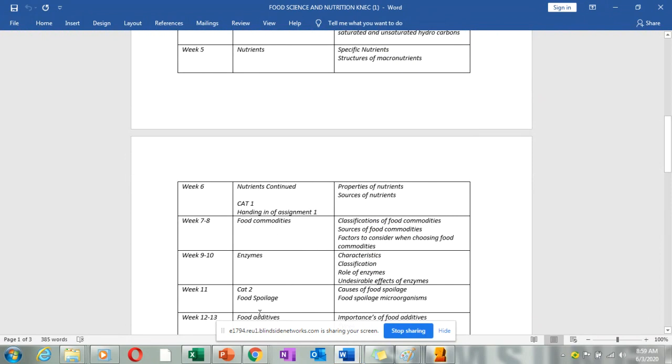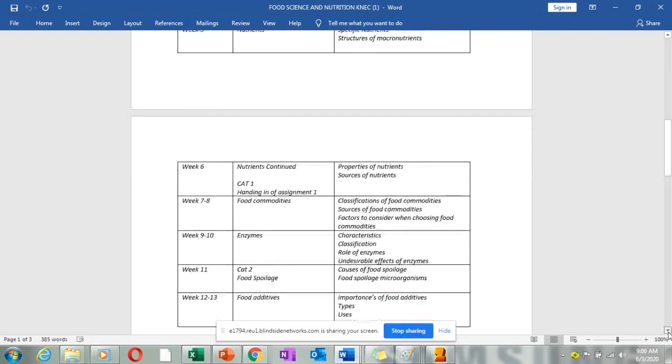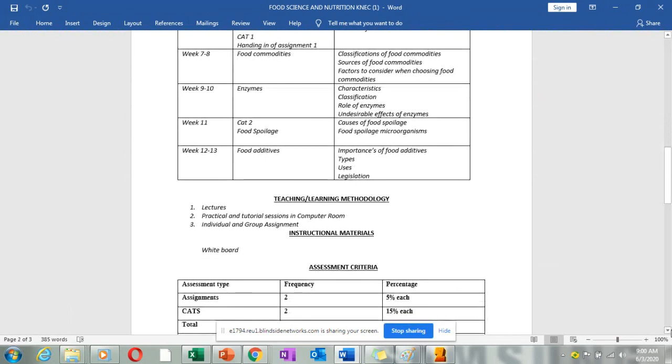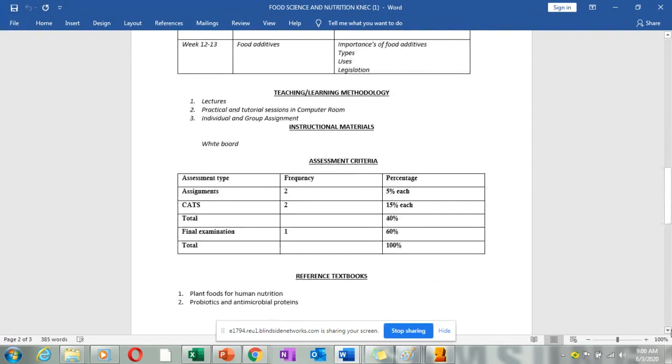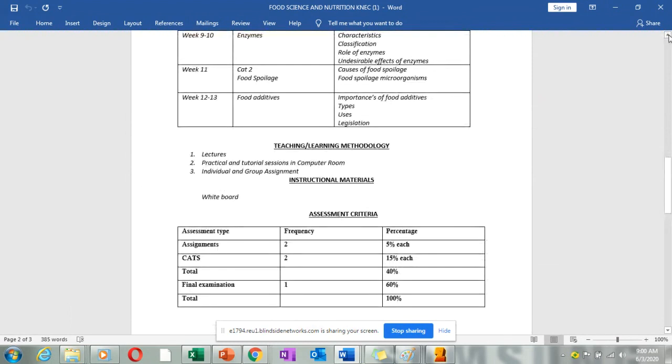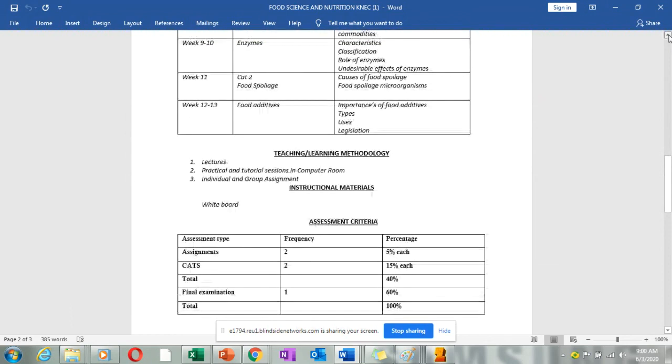Some of these topics we are going to have to cover on the same day. Depending on the time available, food additives and food spoilage can be tackled on the same day. So those are generally the instructional materials. We have books like Plant Foods for Human Nutrition, Probiotics, and Antimicrobial Proteins. And then there's also another book called Introduction to Food Science and Nutrition.